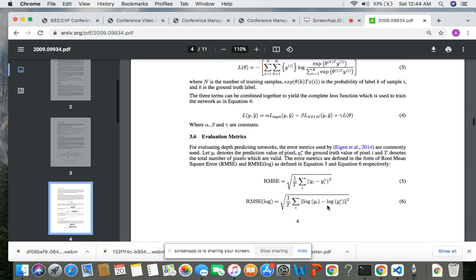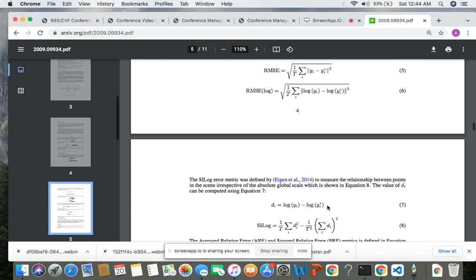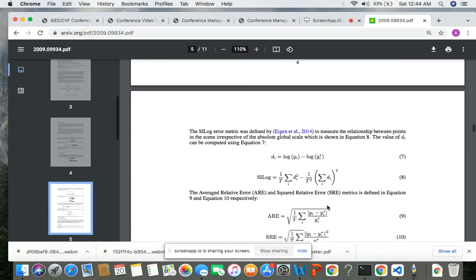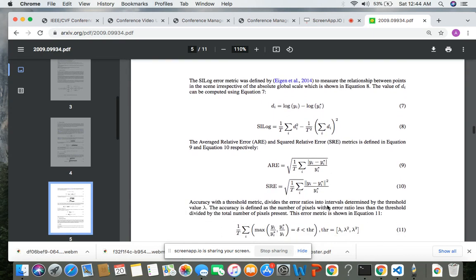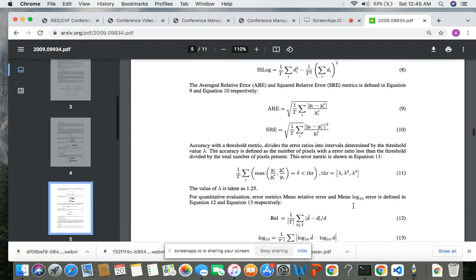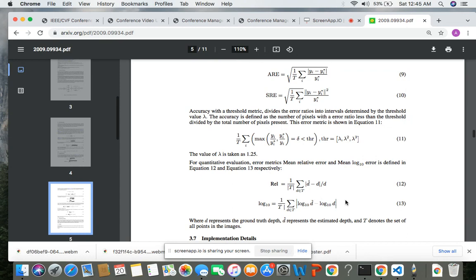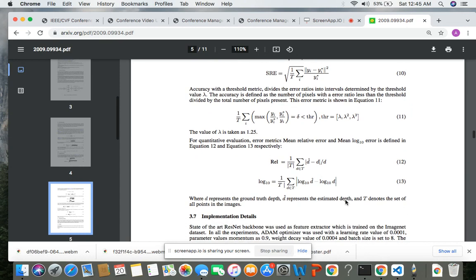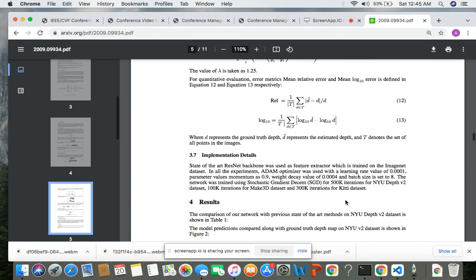As for evaluation metrics, we use RMSE as well as the RMSE log, which is defined using these two equations. We do use the SI log metric also, and we also use average relative error as well as the squared relative error, which is defined using these equations here. So these are some of the details of the previous evaluation metrics. And at last, we also use mean relative error as well as the mean logarithmic error. As for implementation details, we have provided them.